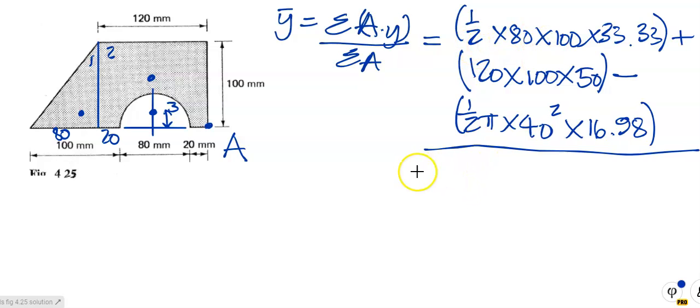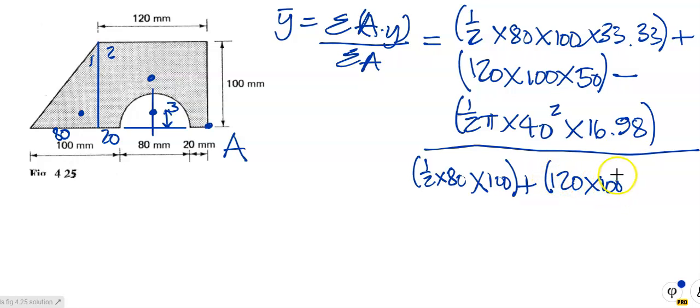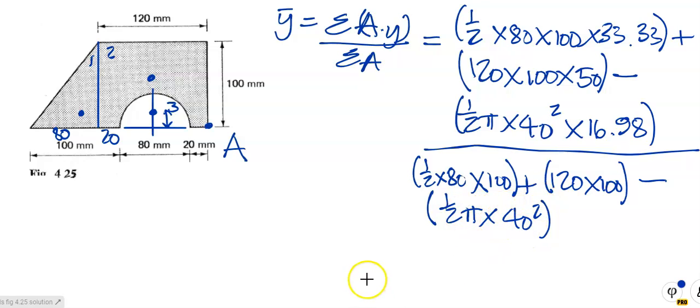So it'll be half times 80 times 100, because remember that bit, that bit, and that bit, it's just the area of each section, plus 120 times 100, which is the area of the rectangle, and very important, minus half pi r squared, half pi times 40 squared, is equal to. Right.